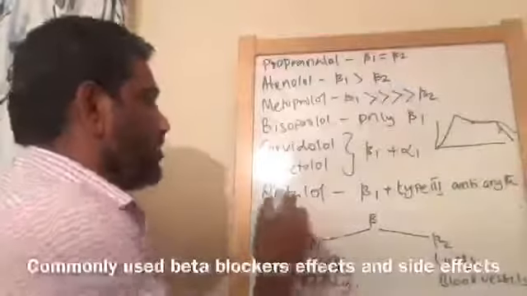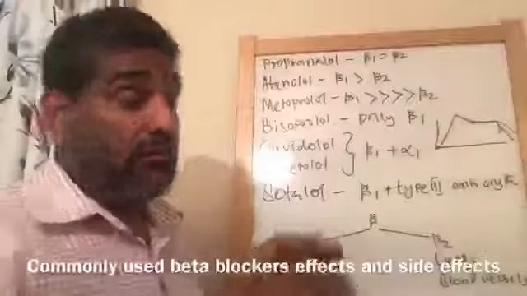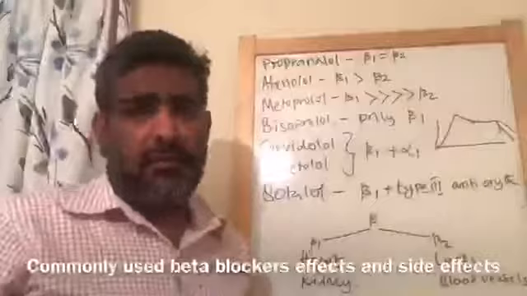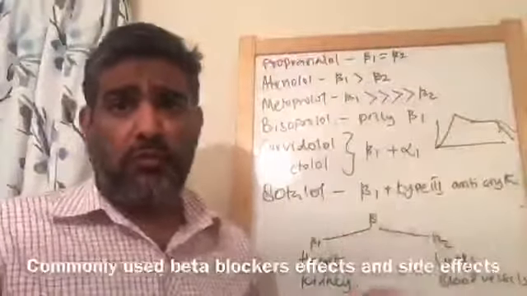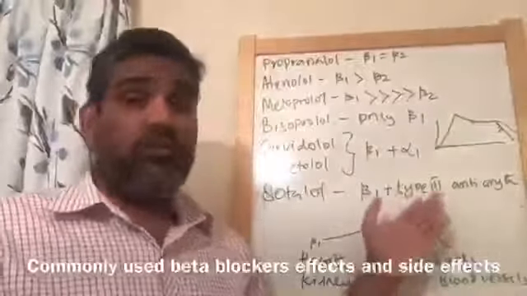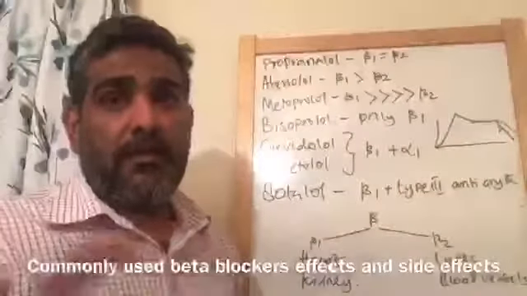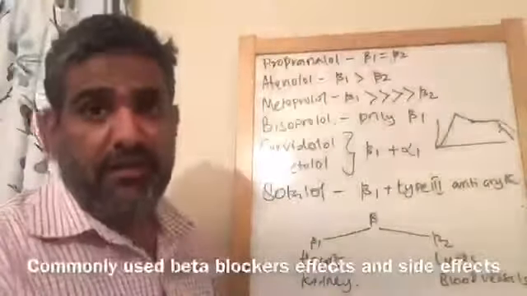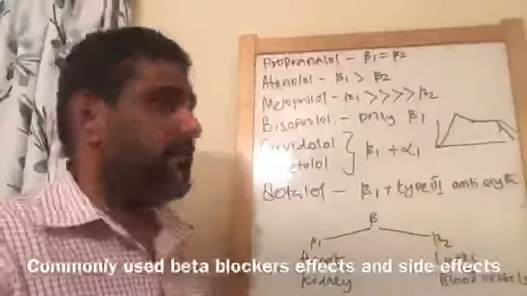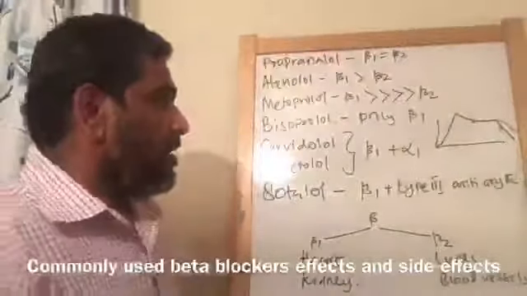We use sotalol only for anti-arrhythmic purposes. We don't use sotalol as an anti-hypertensive medicine. We use it as an anti-arrhythmic drug, especially in patients with atrial fibrillation, in order to prevent attacks of atrial fibrillation, especially in patients with paroxysmal atrial fibrillation.